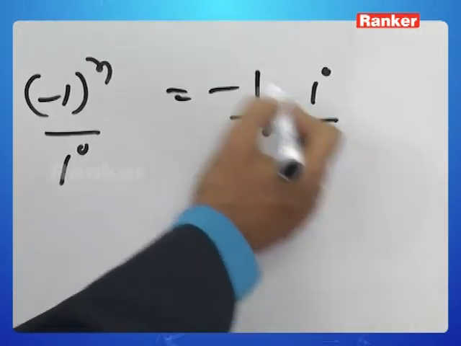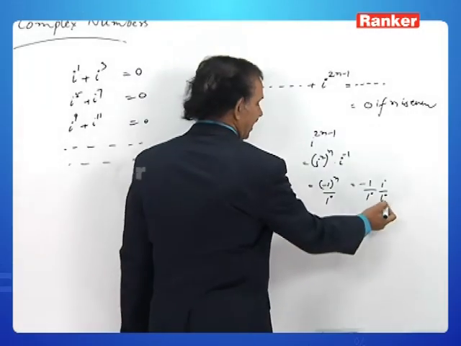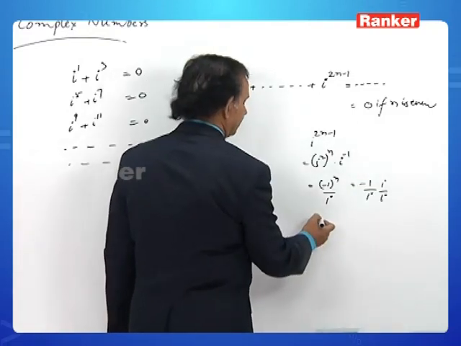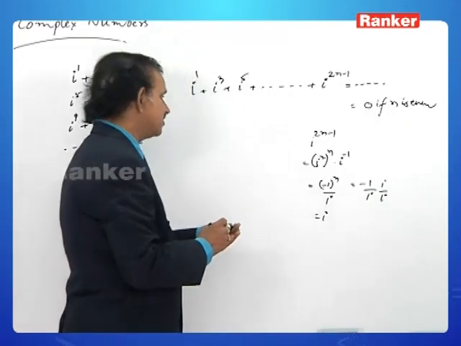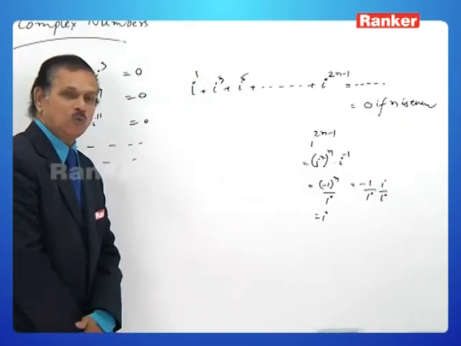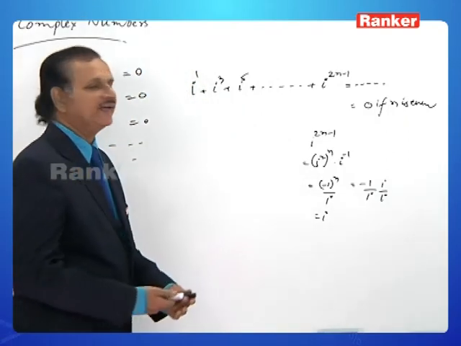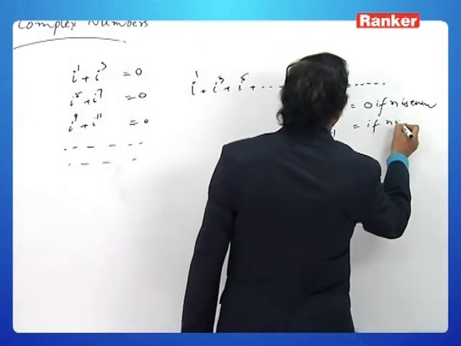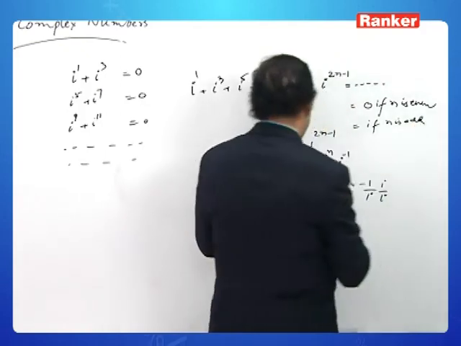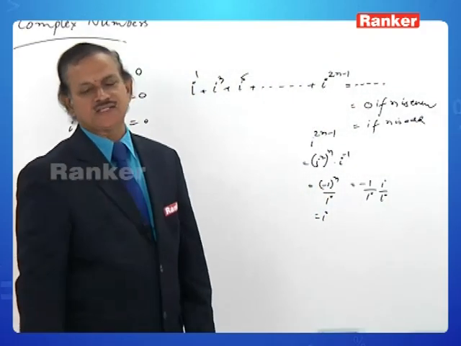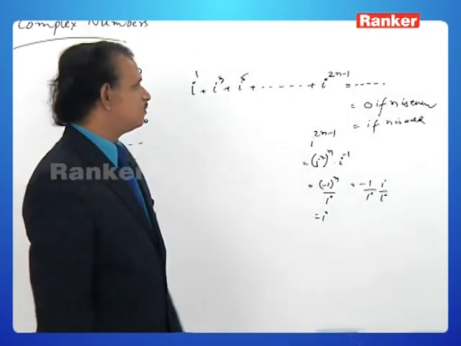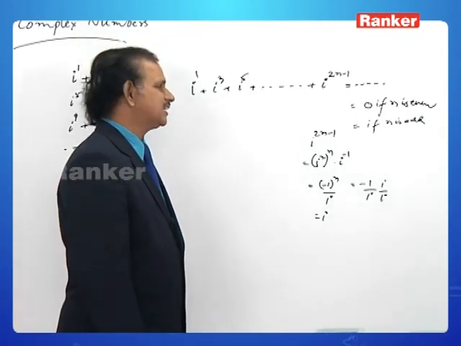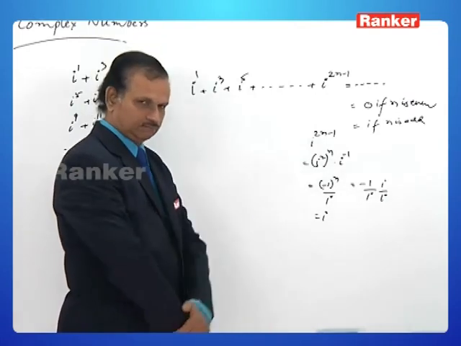Multiply by i and i. What happens? i into i square is minus 1, and the other minus 1 cancels, leaving you i. So what is the answer actually? The sum is equal to i if n is odd. The thing that you have to notice is, while estimating this sum, why are you interested in considering the last term only? That is what I want you to see.